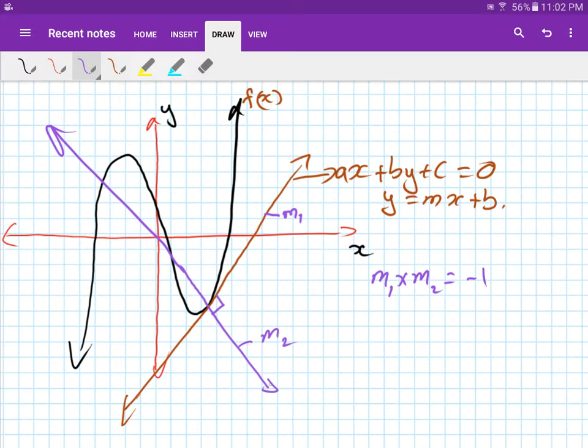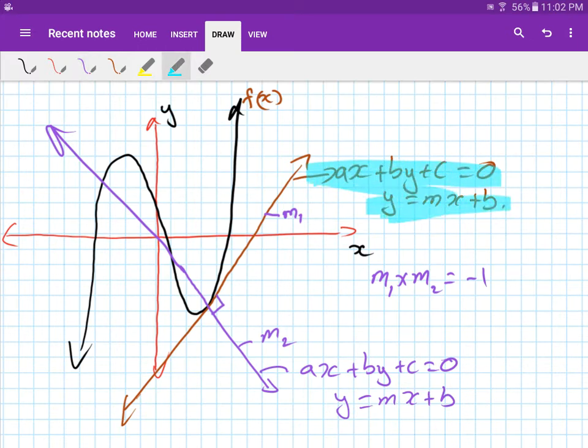Because the normal is also a straight line, its equation should also be ax + by + c = 0, or y = mx + b. So remember, the equation of the tangent and the equation of the normal to the curve are different. Both are straight lines, that's all, but they are completely different equations.